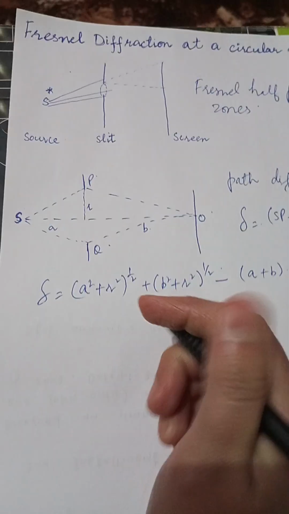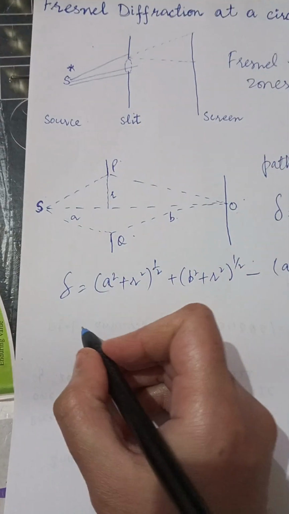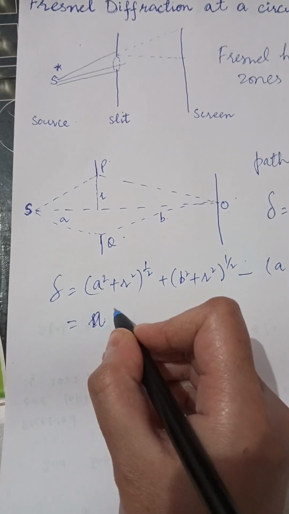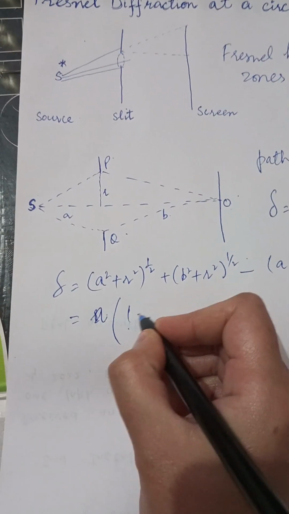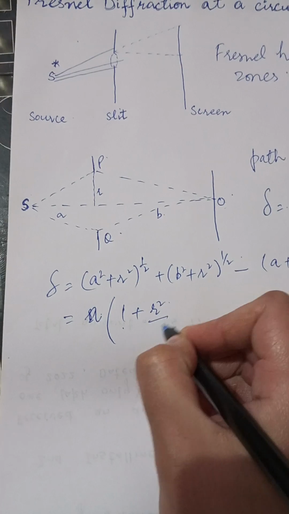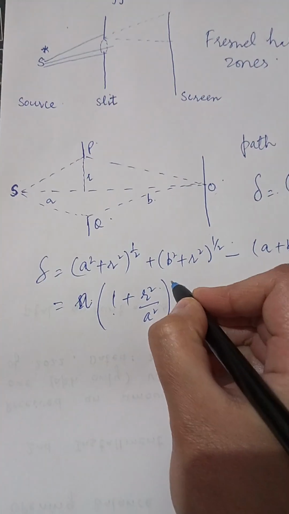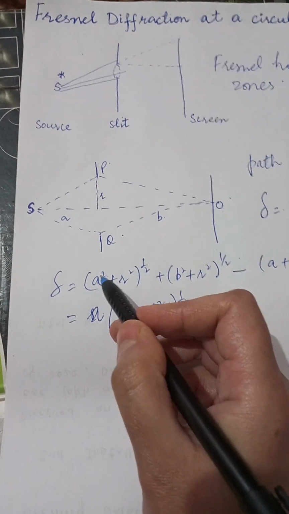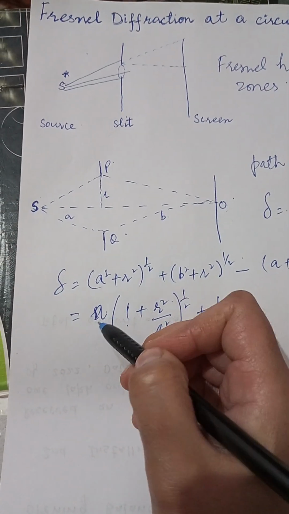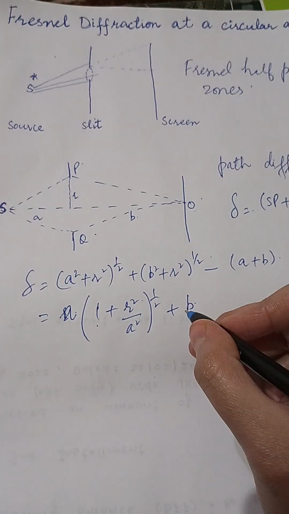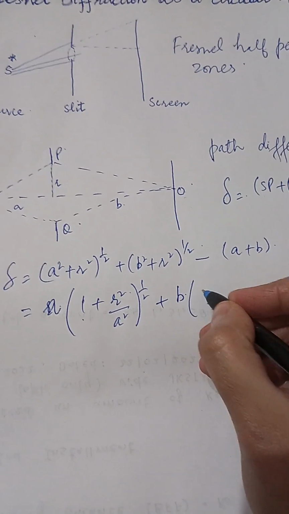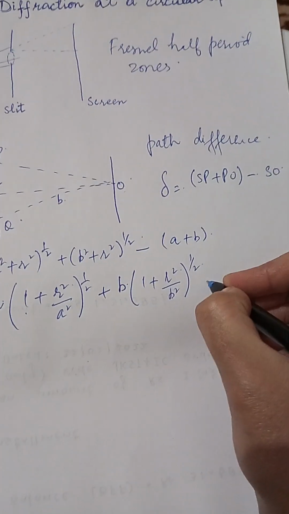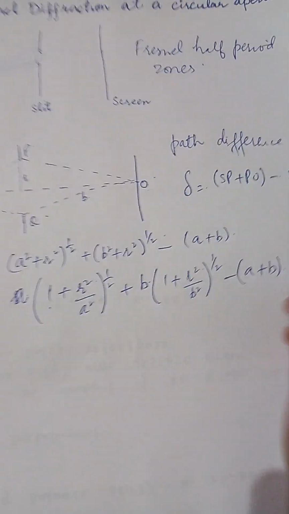Now let us try to simplify this equation. We can take a as common. What are we left with inside? It is the square root of 1 plus r square by a square. Taking a square common means the square power will be cancelled with this root. And here we have taken b as common. We are left with the square root of 1 plus r square by b square, minus a plus b.